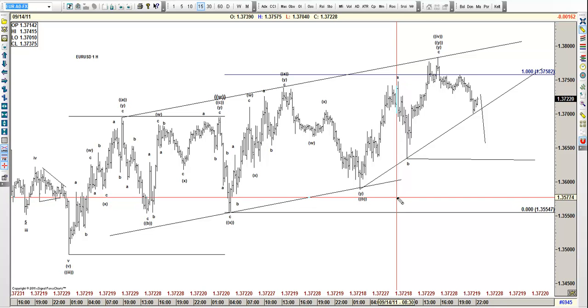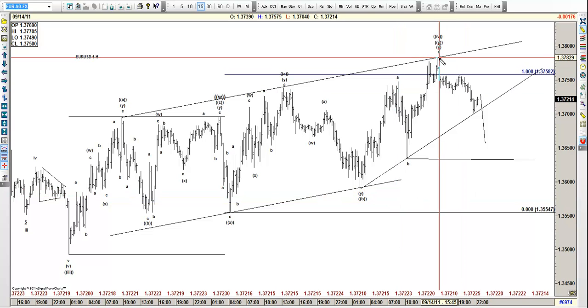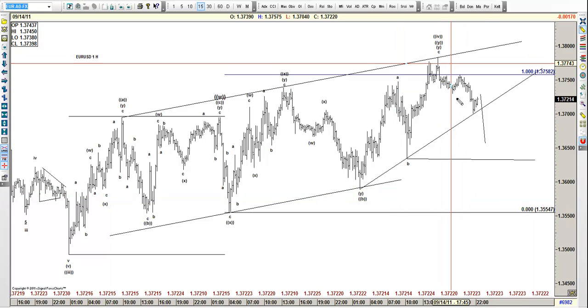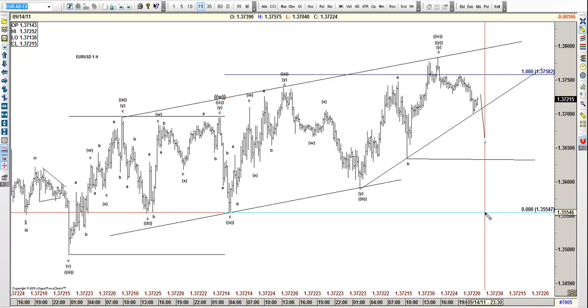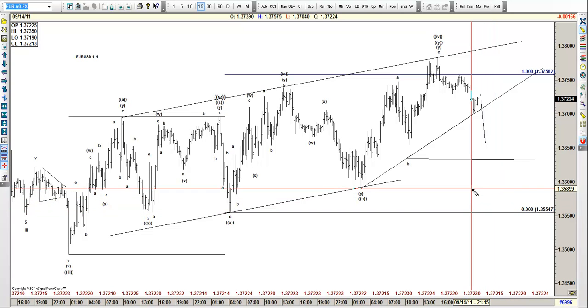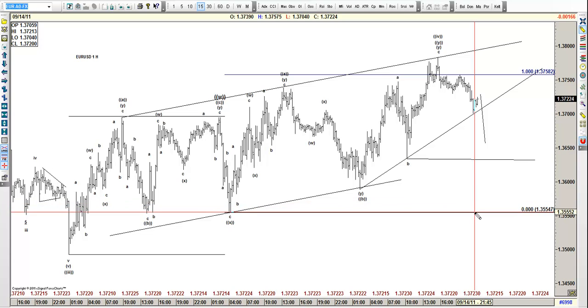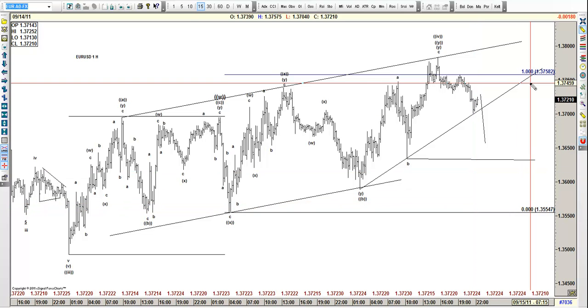Another alternative with this pair is that this is a wave 1 of a leading diagonal, and then this pair is going to trade, my best guess, to either 135.89 or 135.50 before a bounce coming.